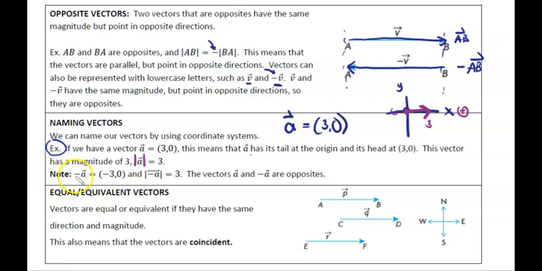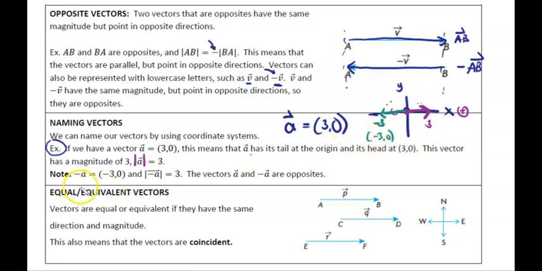Okay, and please note, if we have negative vector A, it would be going this way to -3. So the coordinate here would be -3, 0. But the magnitude itself stays the same. The magnitude would still be 3. It's 3 units long. So that negative is just highlighting which direction it's going. And then these two would be opposites: vector A and vector -A.